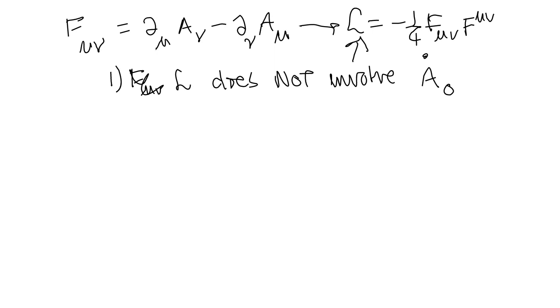Just because the only way you can get a time derivative is if you have one of the indices mu and nu being equal to 0, and the only way to involve A0 in the same term is to have both mu and nu 0, but by the anti-symmetry that vanishes. So A0 dot does not enter into the Lagrangian. And that means that, contrary to any naive expectation, A naught is not a dynamical variable.